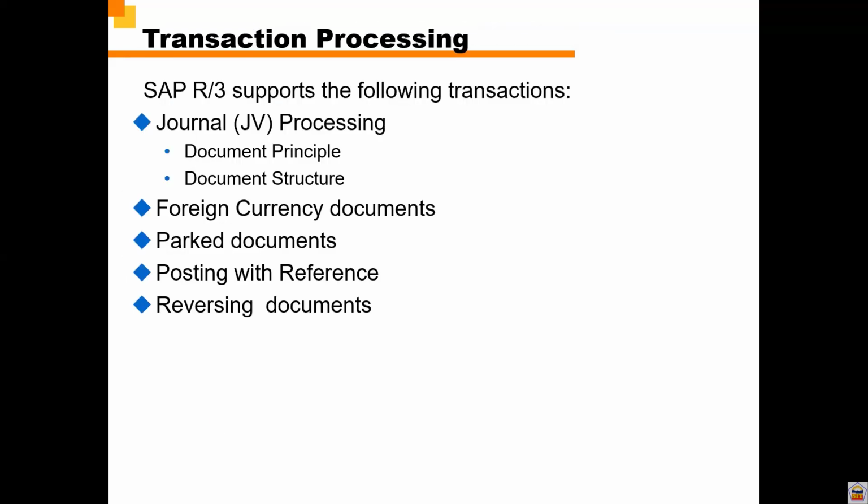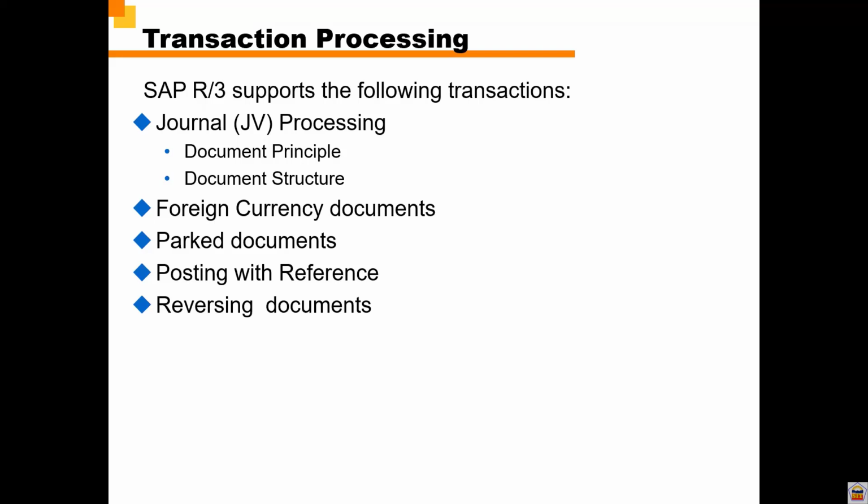Then we have the transaction processing. So different kinds of documents we post into a system. It may be a regular document, it may be a sample document, or recurring document, or reference document, or accrual document, reversal document. So there are different types of postings we can do in the system. And while doing the posting, we follow a document principle.